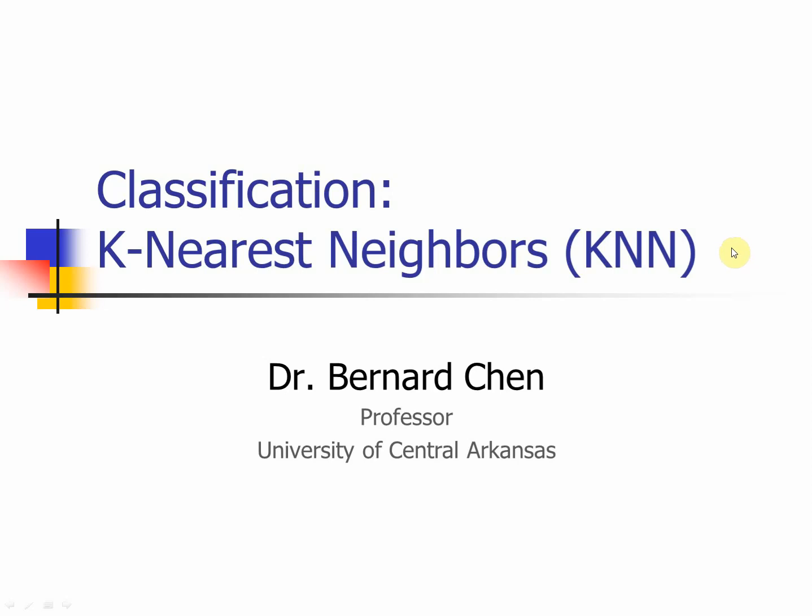Let us talk about the next classification algorithm called k-nearest neighbors. This algorithm is slightly different from the previous classification algorithms that we discussed, and we will talk about how it is different. In fact, this is actually a pretty easy, understandable classification algorithm.